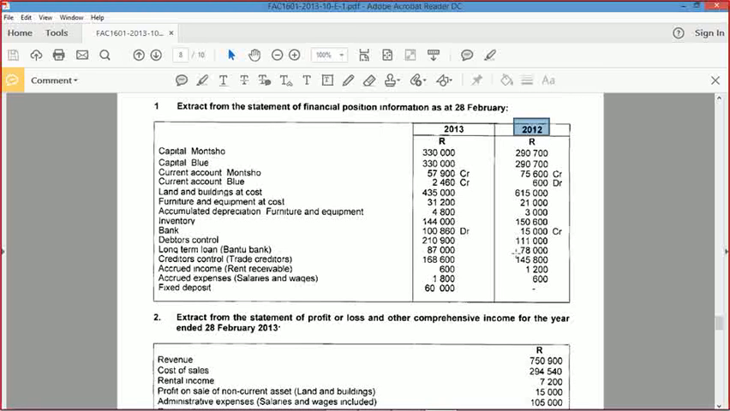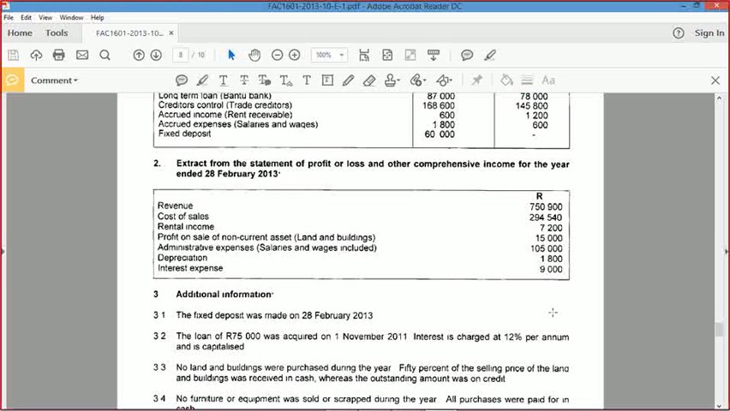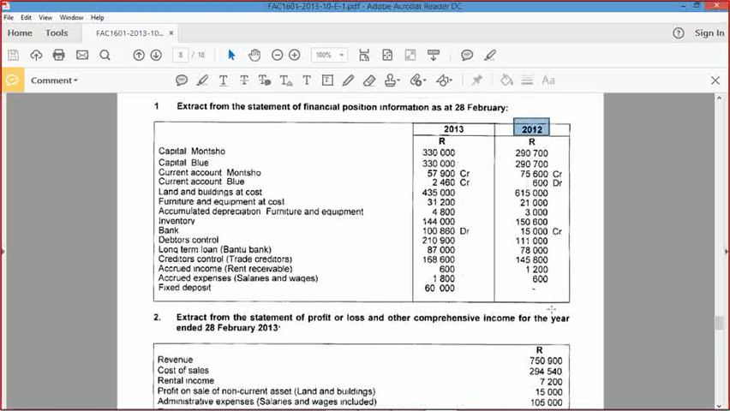75,000 times the rate times the time. That's 2,250. Are you sure about that? It's November, December, January, February. That's 4 months. Put it as 4, then it's 3,000. So 75,000 plus 3,000 gives you 78,000. So it's capitalized. Do you agree? Yes.